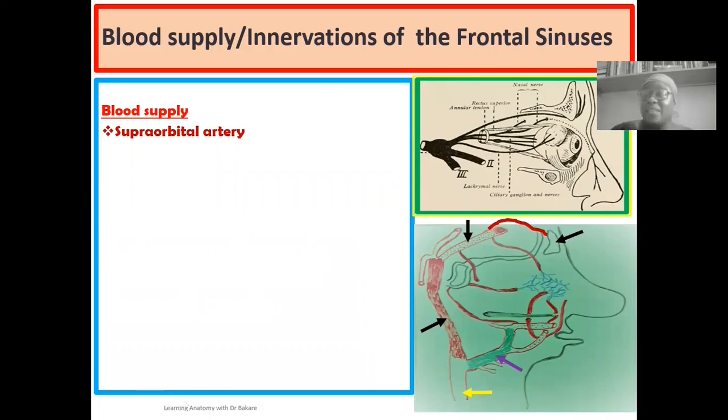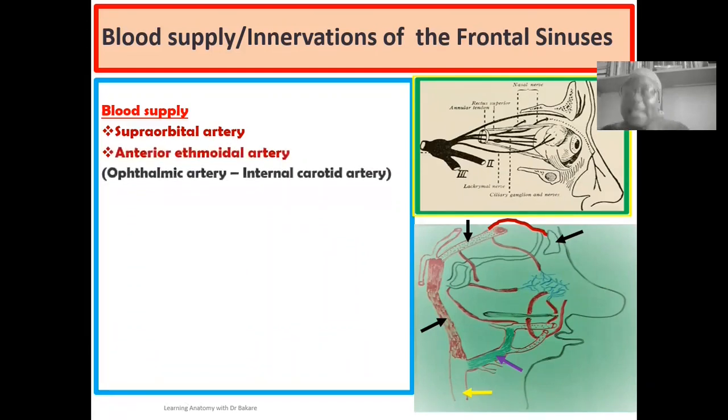So this is where we have the emergence of the supraorbital artery. We also have the anterior ethmoidal artery. The anterior ethmoidal artery is also a branch of the ophthalmic artery. This is where we have the ophthalmic artery as a branch of the internal carotid artery, which of course branches from the common carotid. So from the ophthalmic artery, we also have the emergence of the anterior ethmoidal artery. So these two arteries are seen to provide blood supply for the frontal sinus.